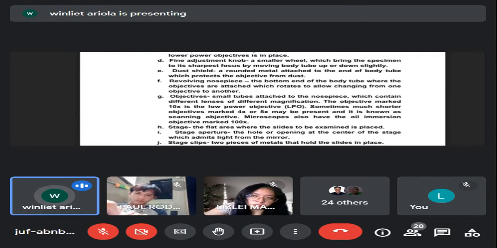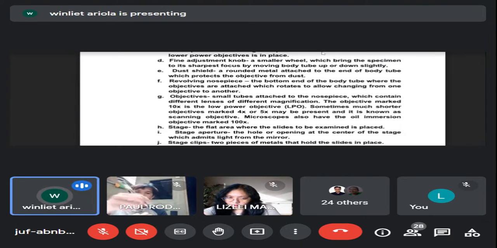Letter D, fine adjustment. It is a smaller wheel which brings the specimen to its sharpest focus by moving the body tube up or down slightly. Okay? So again, ito din, importante din to. You should know na dapat slightly lang ang pag-move nitong mga adjustment knobs. Hindi pwedeng mabilis ang pagtaas ng tube or mabilis ang pagbaba ng tube. Dapat dahan-dahan lang yung pag-move ninyo sa mga adjustments.